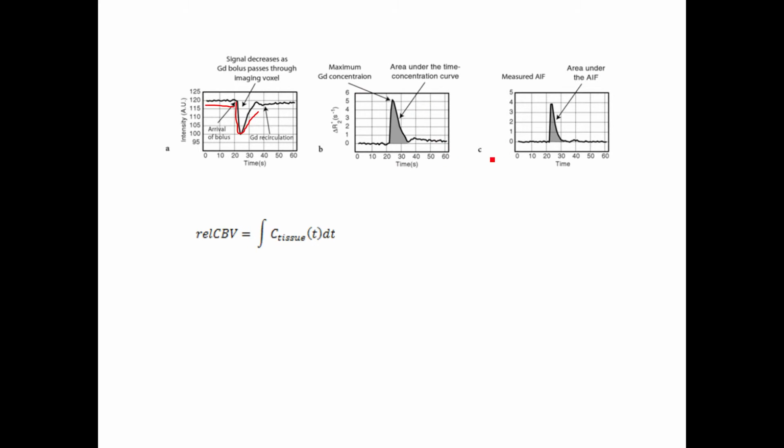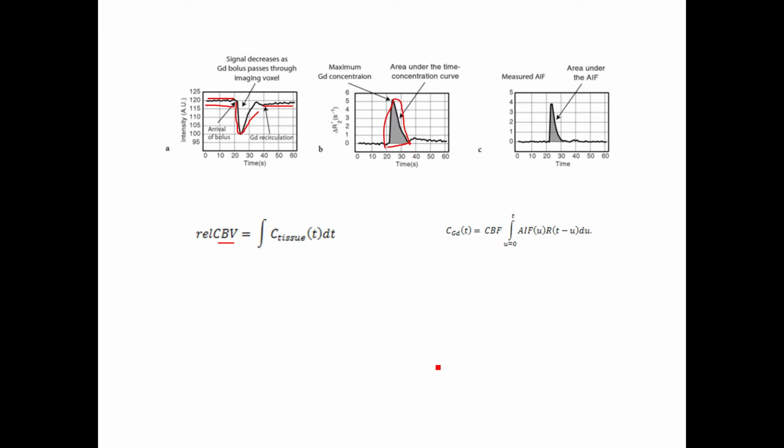We can roughly estimate the blood volume, this is the cerebral blood volume, by the area under the plot of the gadolinium concentration. However, this is not the absolute value, as gadolinium is not disposed from tissues completely. A small part of it still remains, so the signal strength will not go to the same level as before.